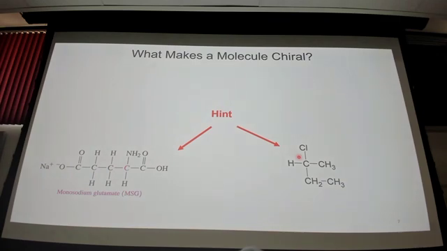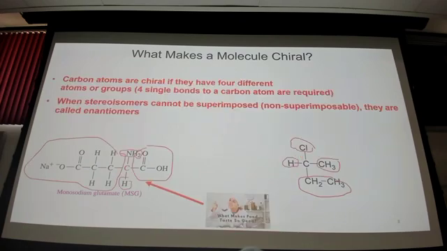Yes. Four different atoms on whichever carbon. Correct. And I have that hint here. So, four different single carbon bonds, and the two hints, of course, are below. You see the four different molecules. And as your classmate captured my heart with saying, it makes food taste good because it does. So, any questions about chirality? Yes, no?